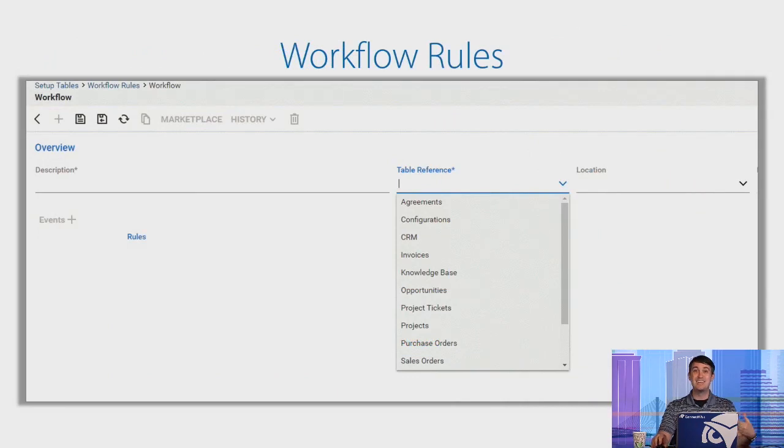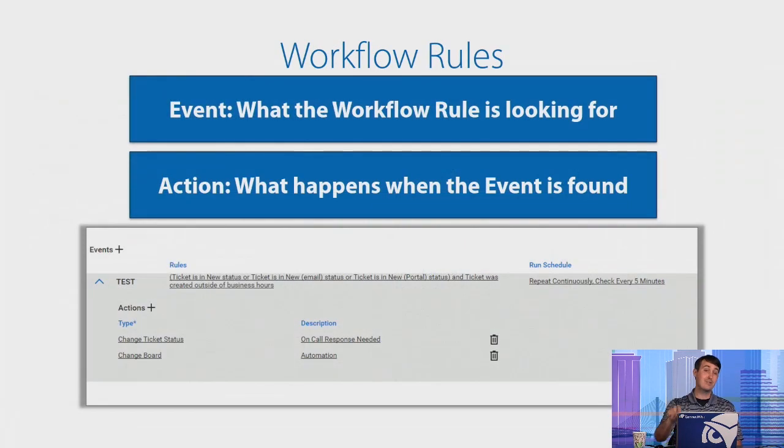In fact, there's a lot more we can do with workflow rules than just monitor service tickets. You can monitor agreements, configurations, invoices, opportunities, service tickets, projects, sales orders. The list goes on. There are a ton of different records we can monitor. I think one of the few things we can't is activities. Everything else, though, we're going to be able to track with workflow rules and then take an action whenever our specified event occurs. And those are the two things workflow rules are made of.